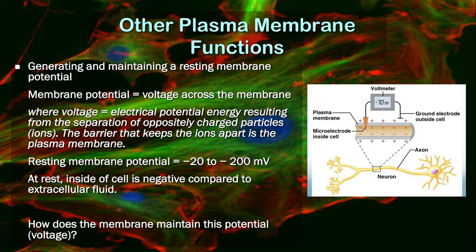Now, we talked about the function and the structure of the plasma membrane, what makes it up, the phospholipids and the proteins and the carbohydrates. And we talked about moving things across the membrane, but that's not all the plasma membrane does. So there are some other things that are very important for our plasma membrane to do. And one of those is generating and maintaining a resting membrane potential.